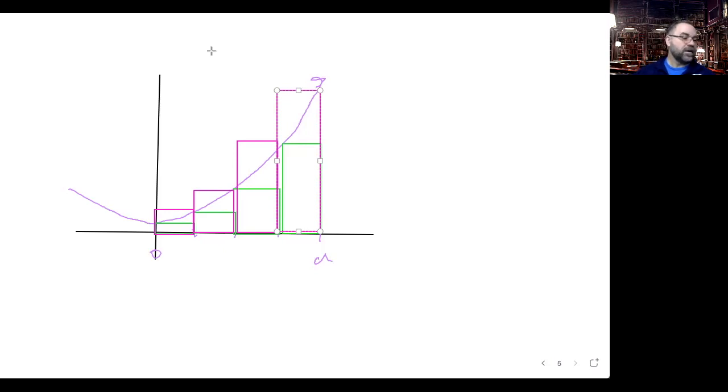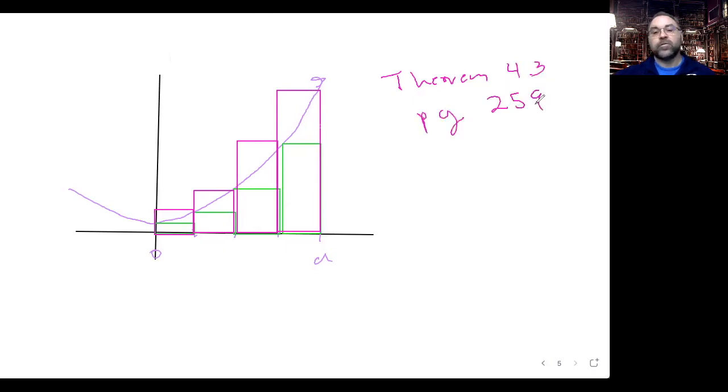In fact, there's a theorem here, theorem 4.3 on page 259, that shows you, if you keep letting there be more and more rectangles, then eventually, as the number of rectangles goes to infinity, the upper and lower sums converge to one single number. And we get our theorem then for area, which is the limit as n approaches infinity of the sum from 1 to n of the area of those rectangles.